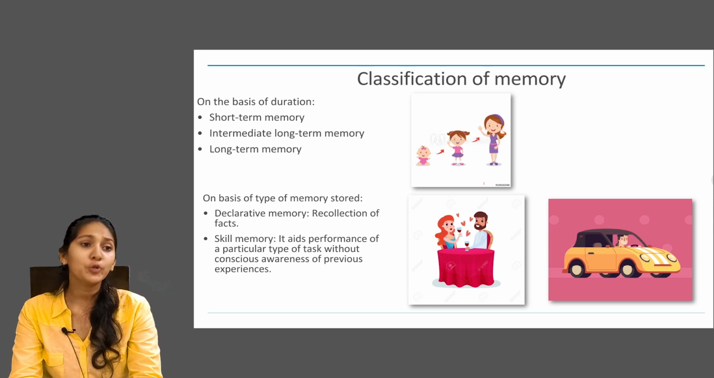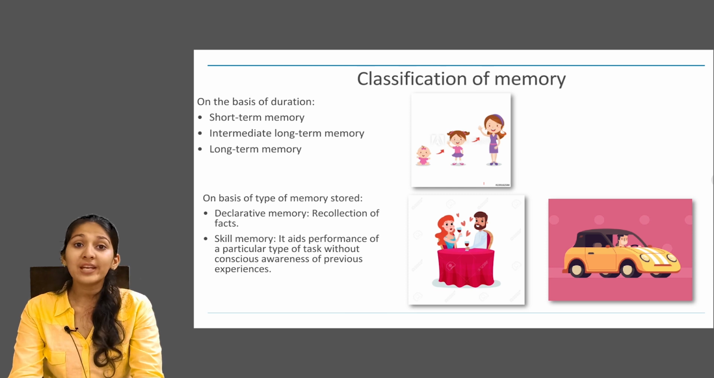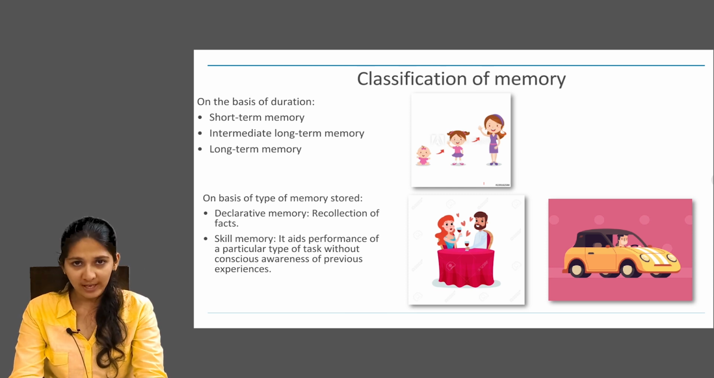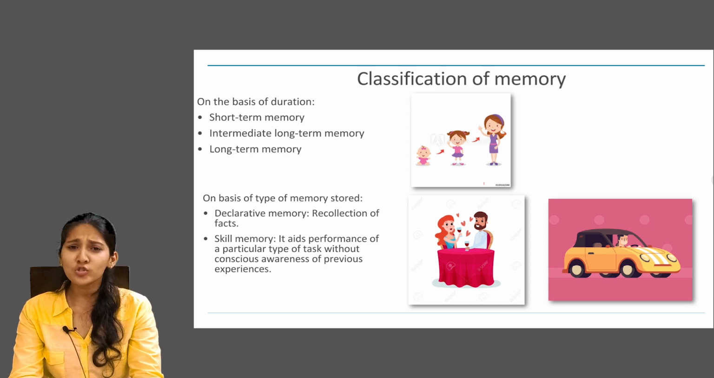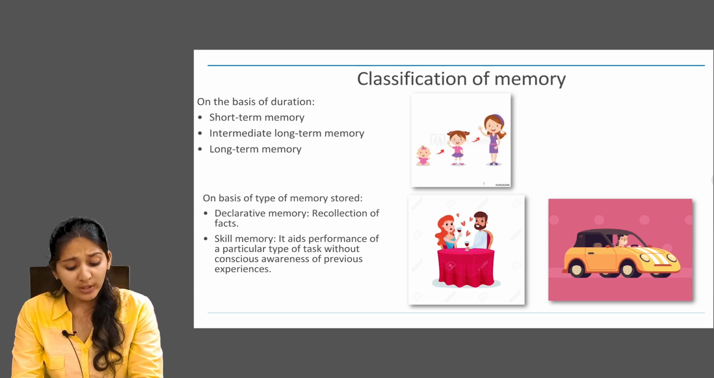For example, when you were out on your first date, you very well remember the color of the shirt you were wearing, the food you ate, the song you played, the atmosphere, etc. There are no ifs or buts to this information because these are mere facts and they are saved as they are in your brain. The next one is skill memory.